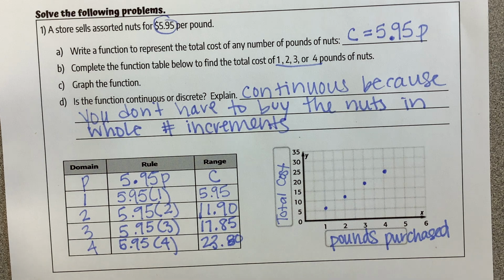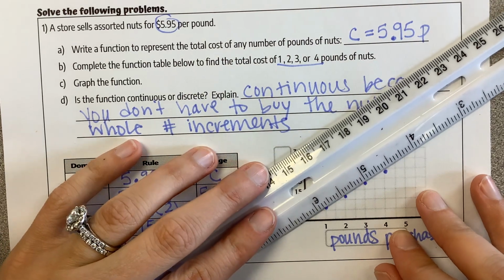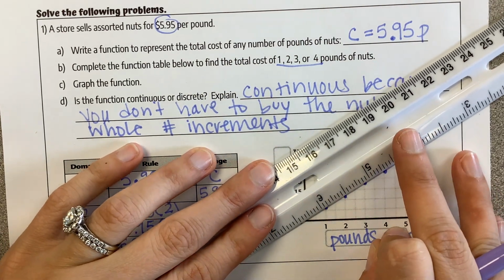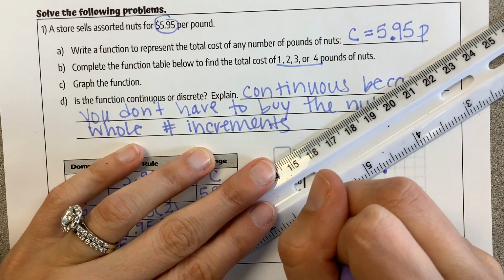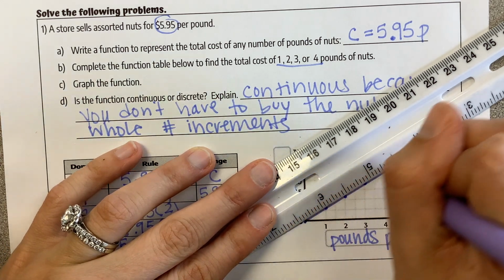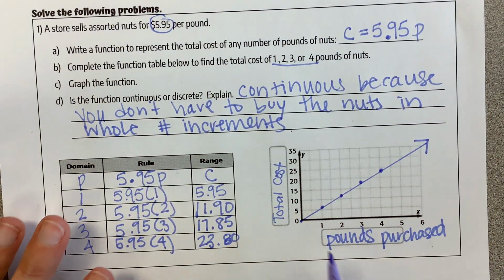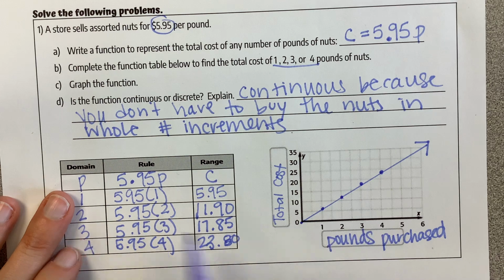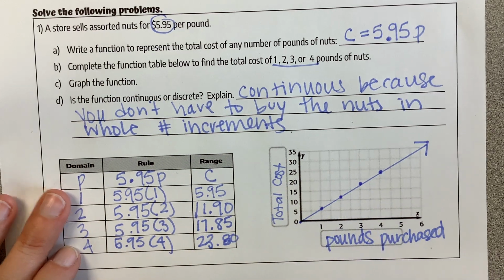Now, because of that, that means it's not going to be dots, it's going to be a line. So it's not going to be perfect because, again, we didn't have the exact points, but I'm going to try to make it as close to perfect as possible. So I'm drawing my line through, and that's going to show that even though we just plotted these exact points for whole pounds, it could fall anywhere on this line.